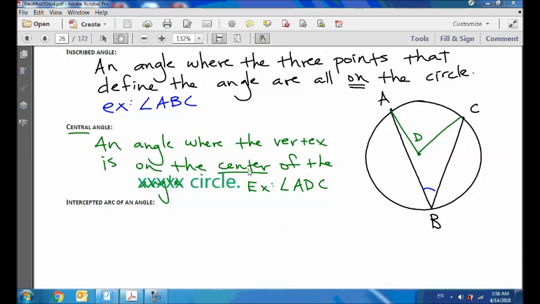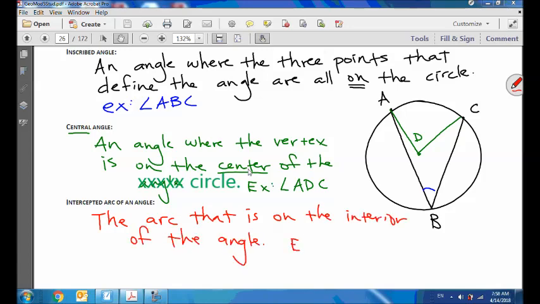The last definition is an intercepted arc of an angle, and that is the part of the circle, the arc, that is on the interior of the angle. So for example, in this picture, either angle ABC or angle ADC both intercept the same arc, and that is arc AC, which appears to be a minor arc, so I will use 2 letters when naming it, and I'll call it arc AC with an arc above it.